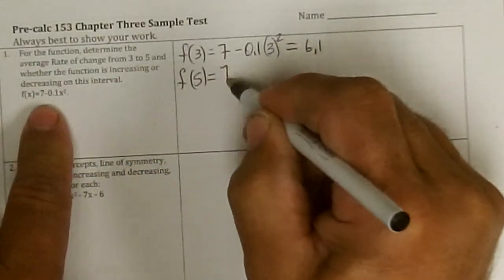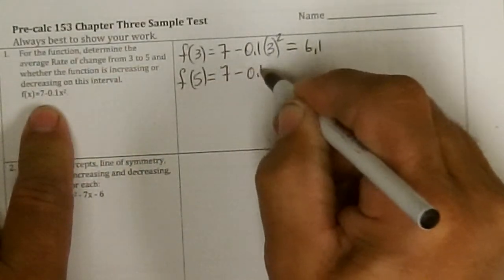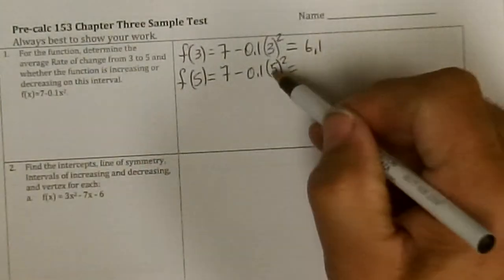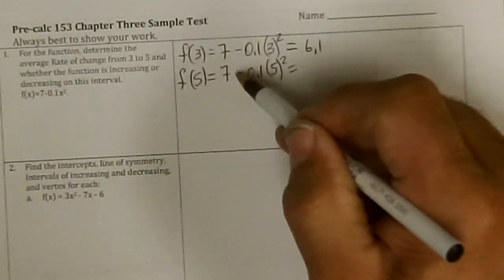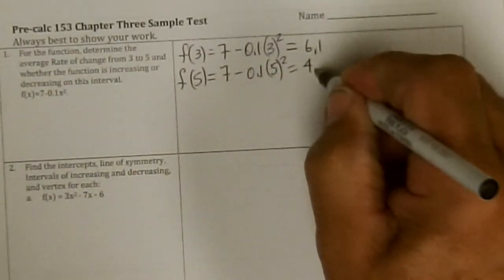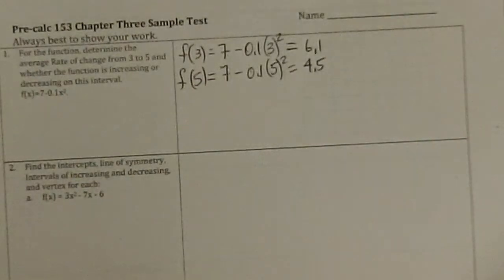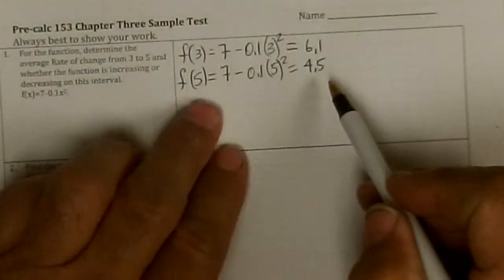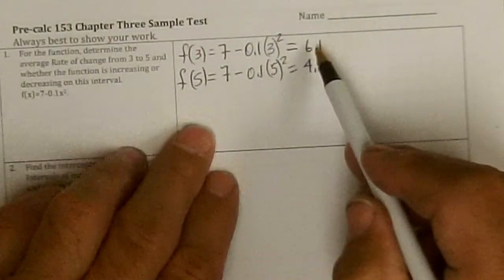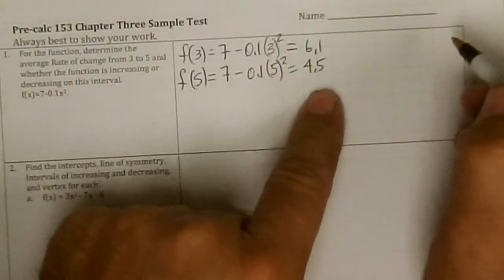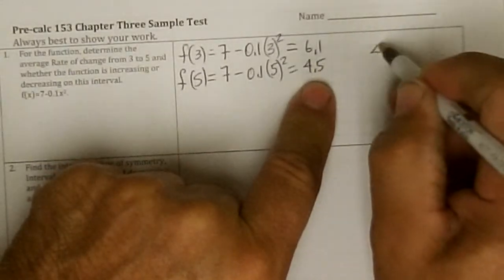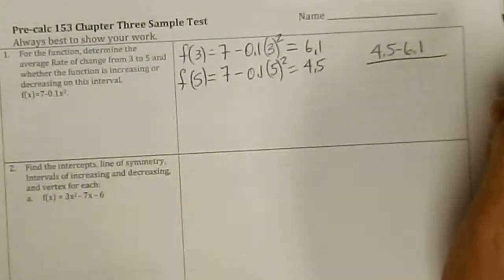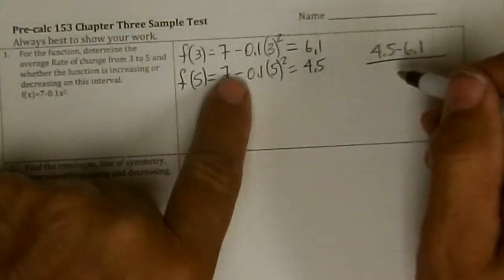so that would be 7 minus 0.1 times 5 squared. So that's 25 times 0.1 is 2.5. From 7 is 4.5. So this is obviously going down, it's decreasing. So the average rate of change, it went down. We're basically going to be finding slope here. We're going to take 4.5 minus 6.1.